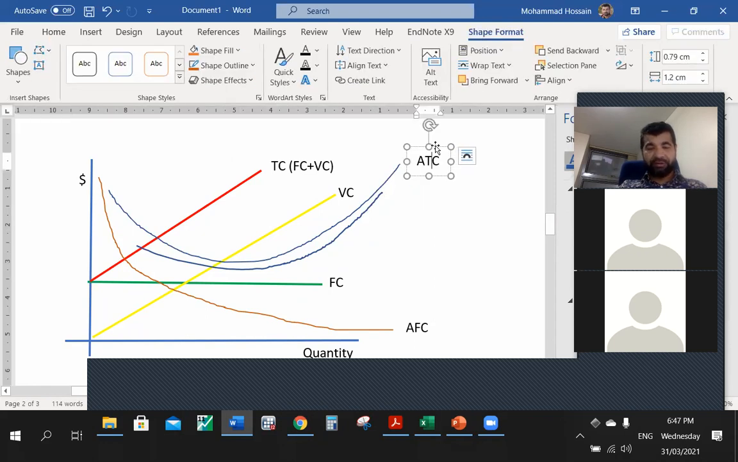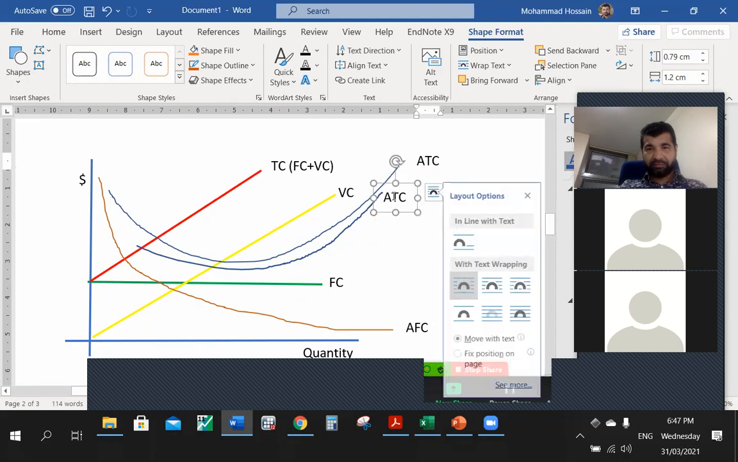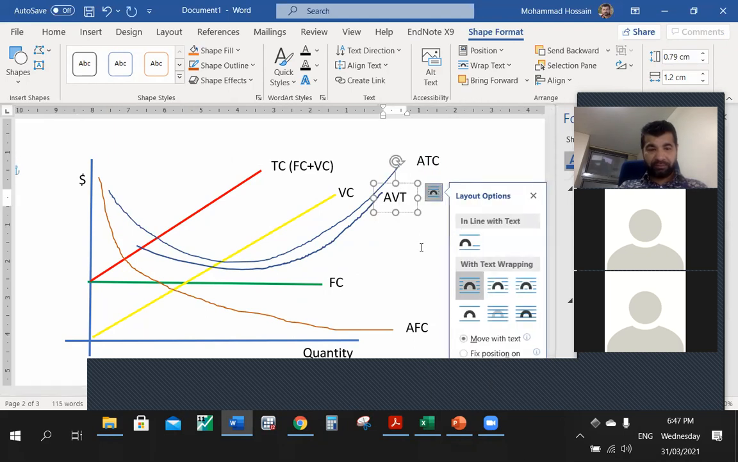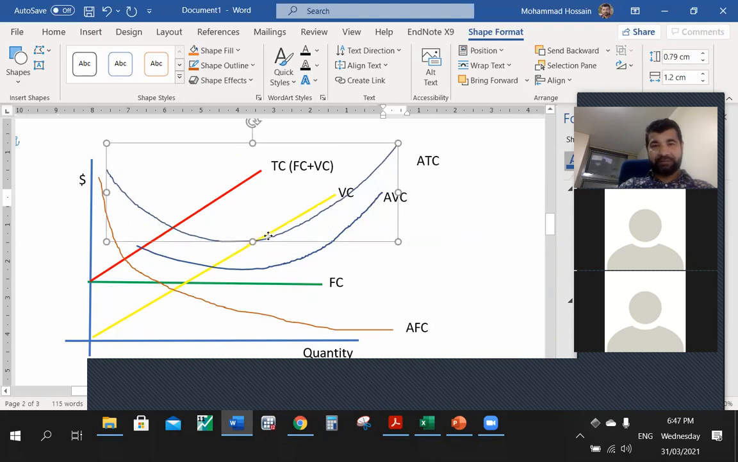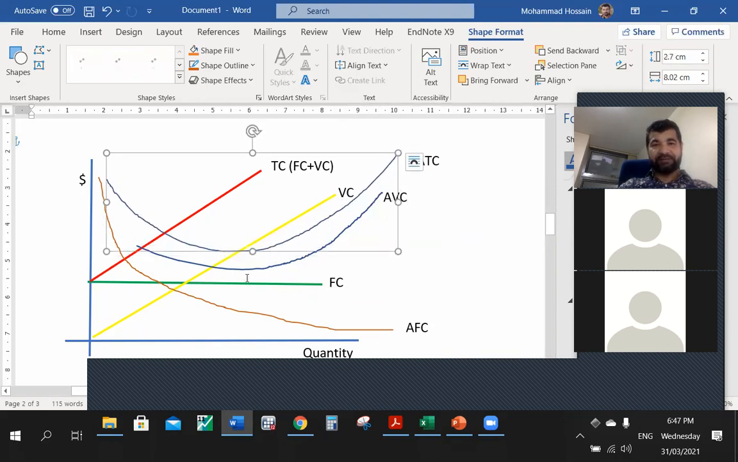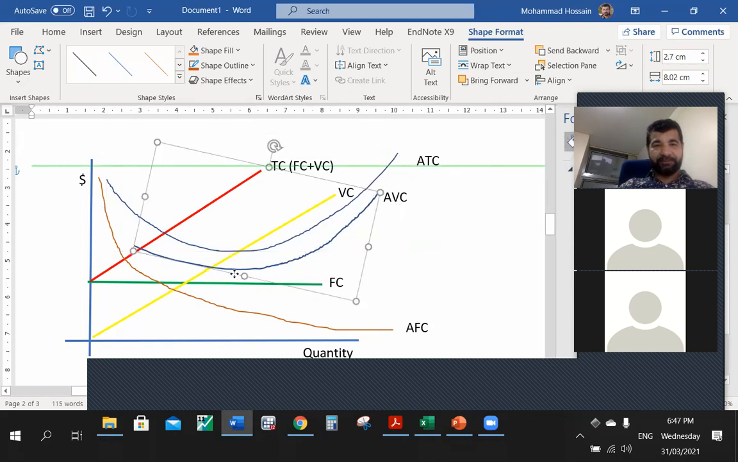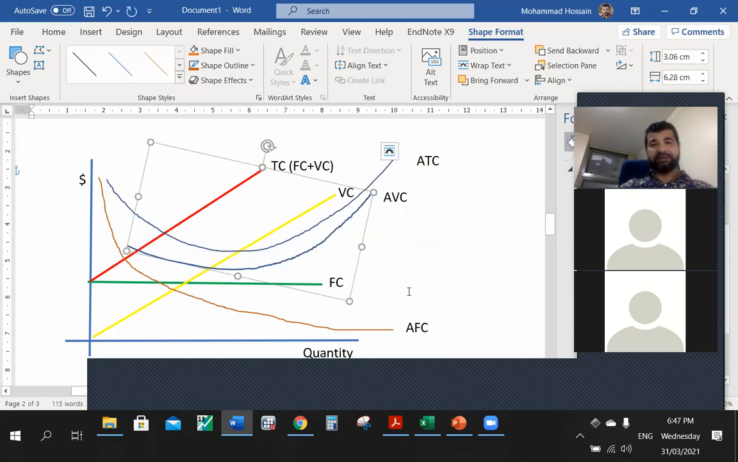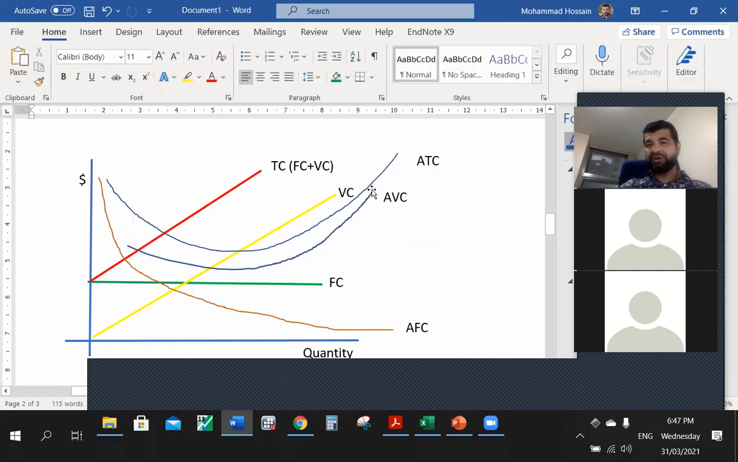It's not a very good drawing. So average variable cost just keeps increasing then. Average variable cost will also drop sharp like the fixed cost, but it will never cross the average total cost. I can actually take the average total cost a little bit high. Then it's fine. Now it's much better. It will be like this. Yes, now it's much better. It will go close to the total cost, but it will not cross the average total cost.